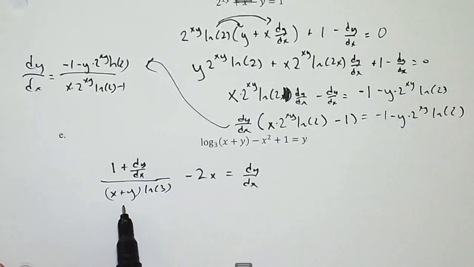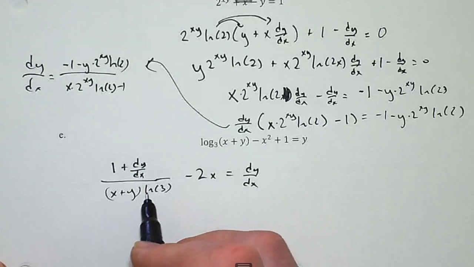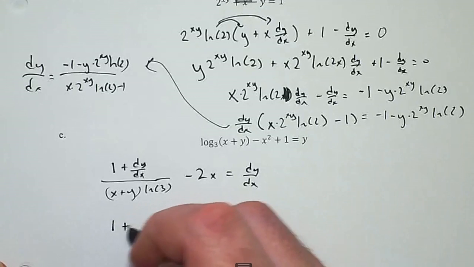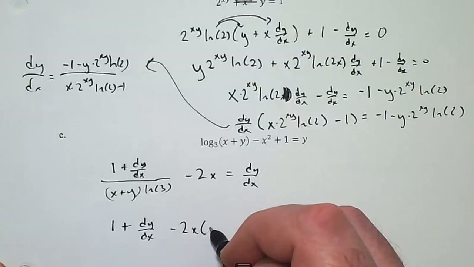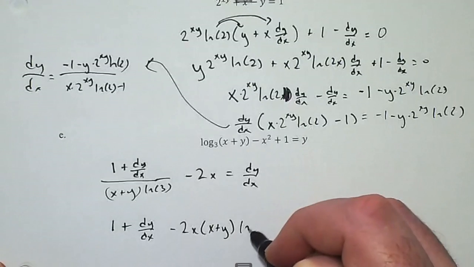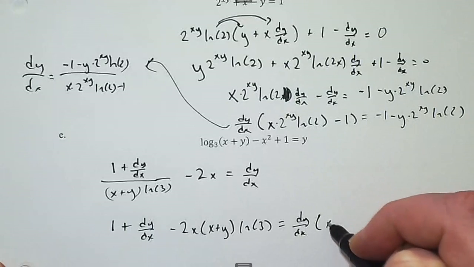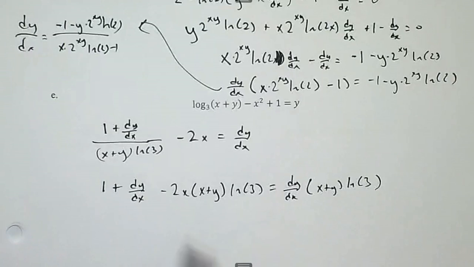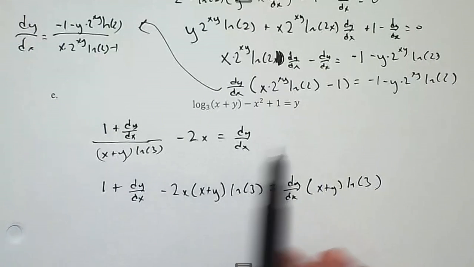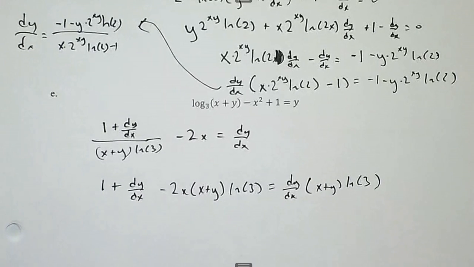Okay, I'm going to go ahead and multiply both sides by x plus y natural log of 3. That gives me 1 plus dy dx minus 2x times x plus y times the natural log of 3 equals dy dx times x plus y times the natural log of 3. So I multiplied each term by x plus y natural log of 3. It cancels out here, so it's just the numerator. Here it's negative 2x times that, and then here it's just dy dx times that.